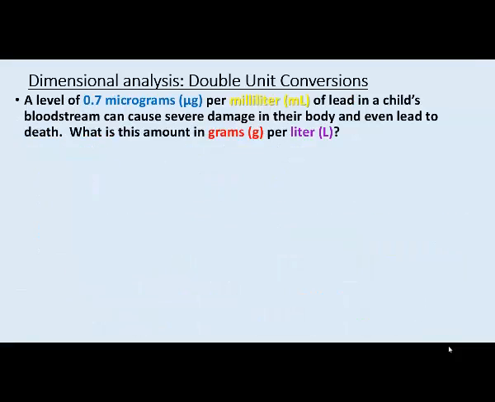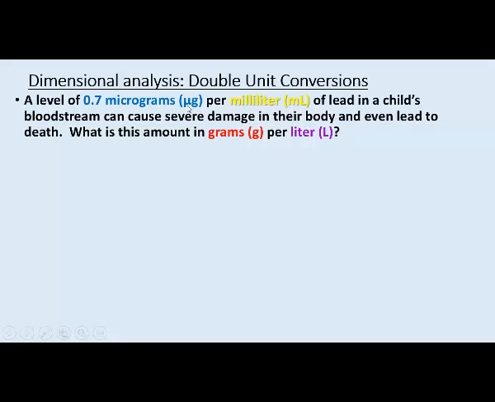Let's consider the following problem. Let's say that we are told that 0.7 micrograms per milliliter of blood in a child can lead to severe damage of their body and even potentially to death due to the lead poisoning. Now, this is in micrograms per milliliter. Now remember, micrograms has units. We're using the Greek letter mu for micro in front of the base unit of g.